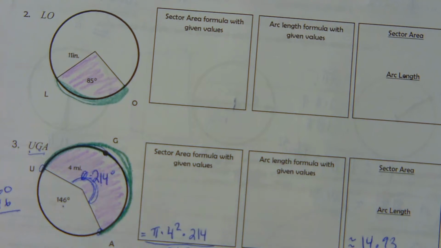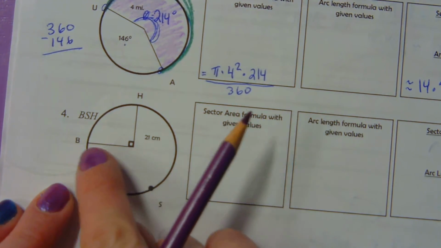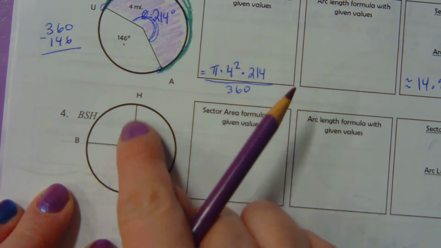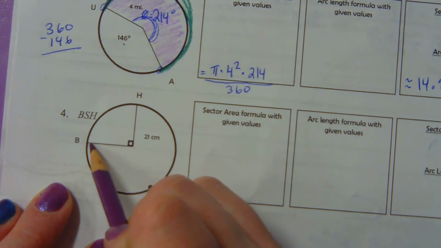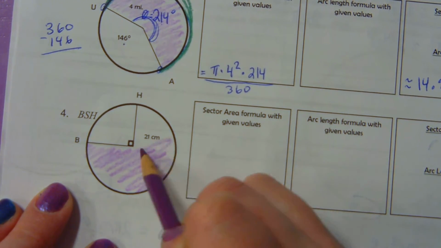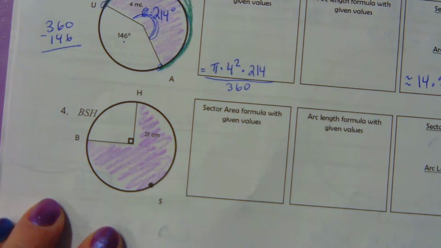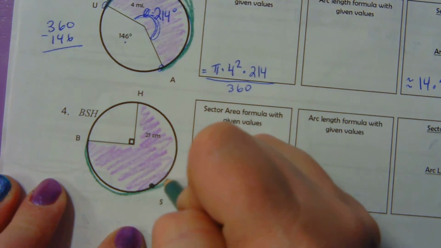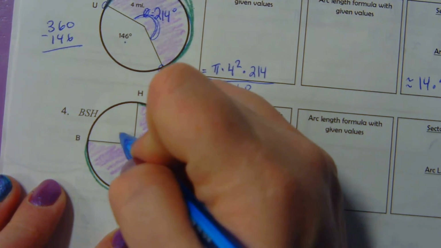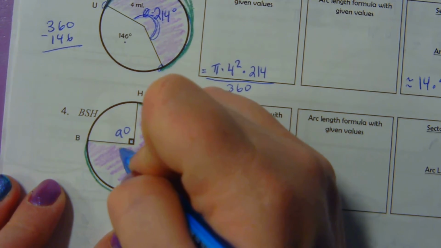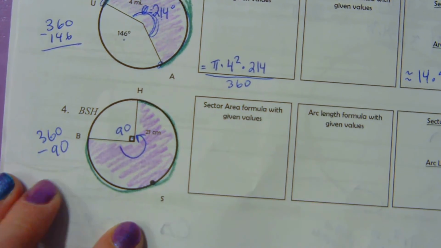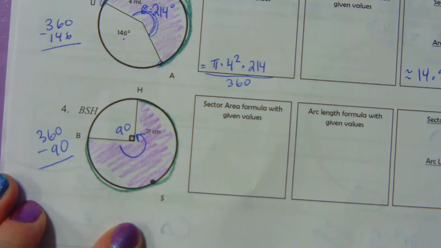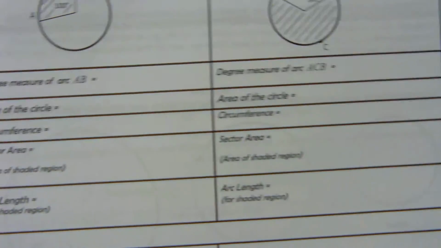Alright. So there's that. And then this one, again, you need to be careful. This is BSH. So if you want BH, that's this part. But that's not what I want. I want BSH. I want this part over here. That's the part that I want you to find. And this length here. So remember, this is 90. It's a right angle. So this has to be your 360 minus 90. And I'll let you figure out what that is. So there's my hint there. Then you're going to continue on.